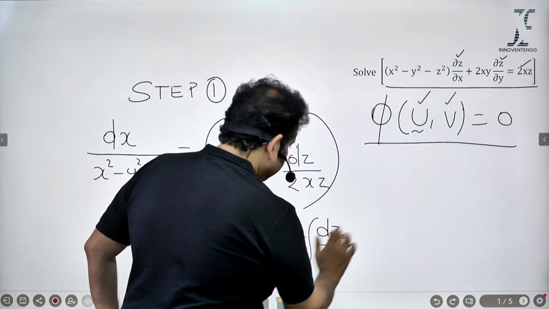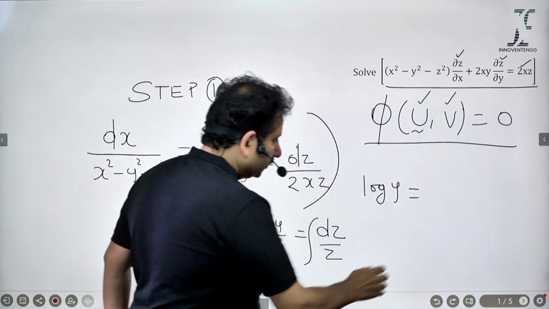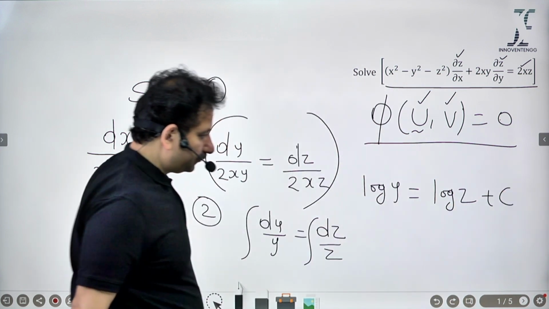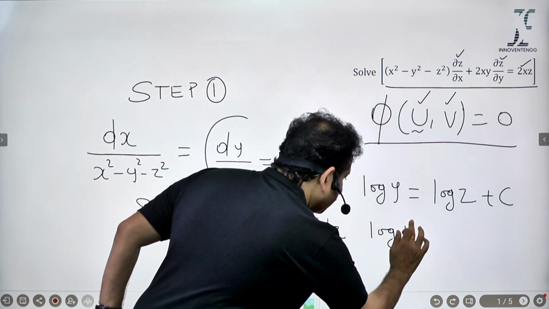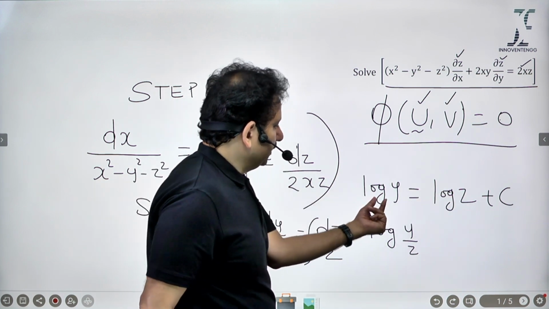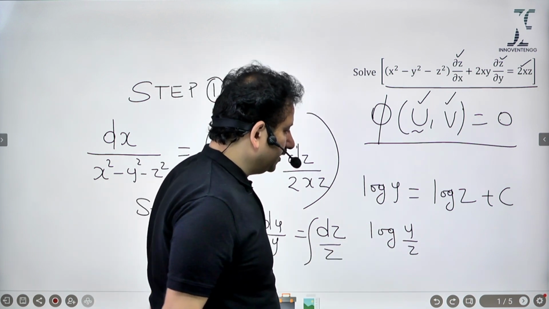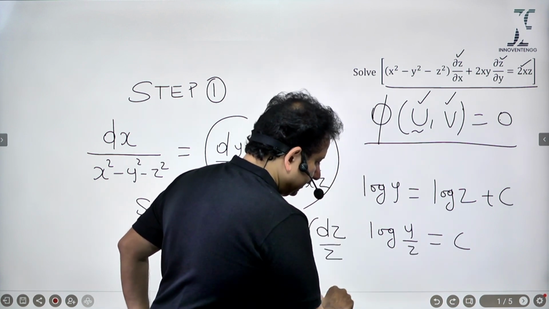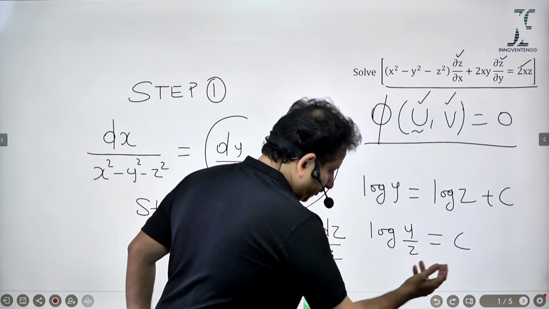what will I get? I will get log y equal to log z plus a constant. Now can I simplify this further? This can be written as log y by z, because if I bring log z to the LHS, it is log y minus log z. By basic logarithmic algebra, it is log of y by z, that's equal to a constant. And if I take the log out, this can be written as y by z equals e to the power c, which is also a constant.